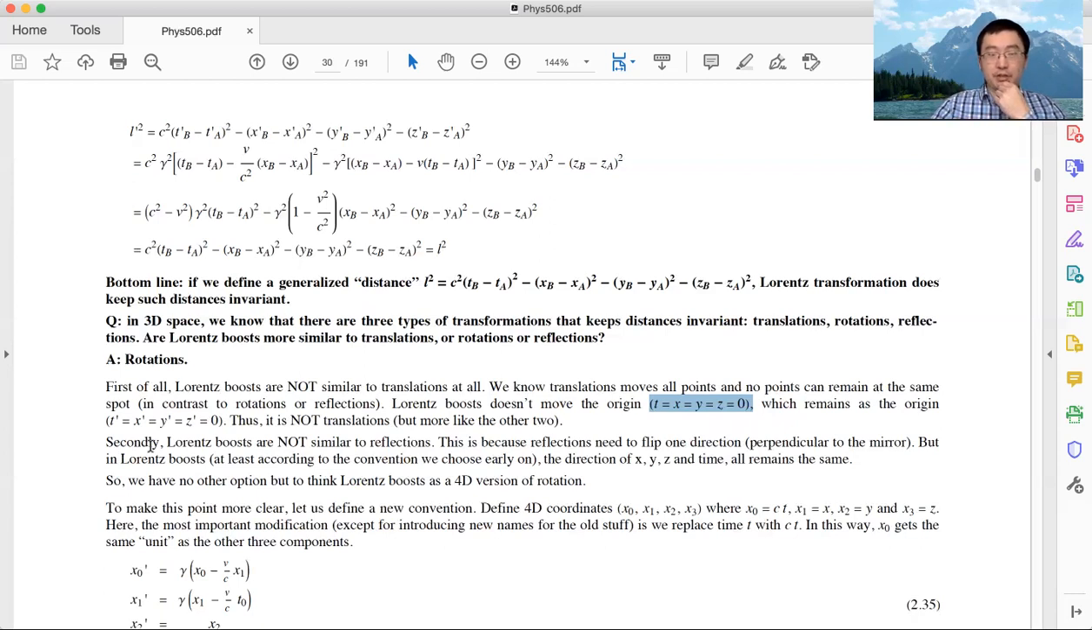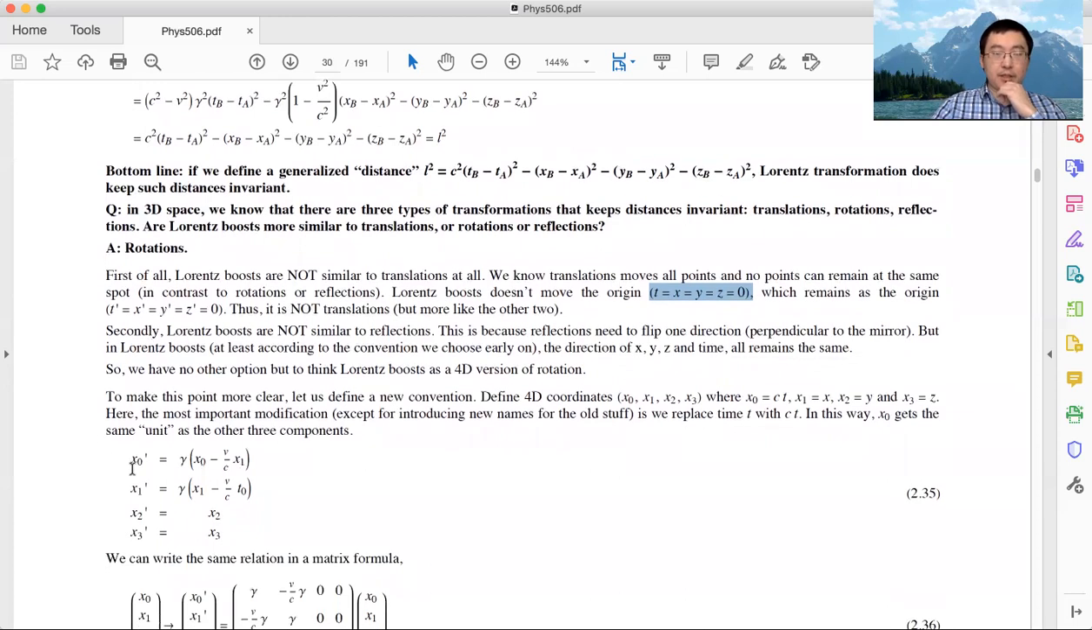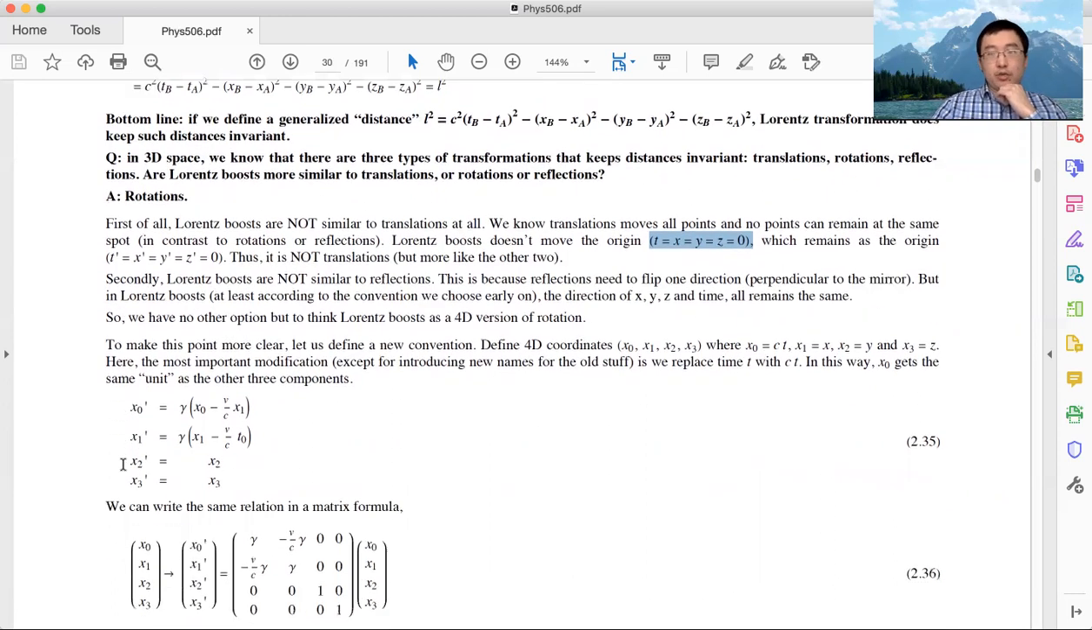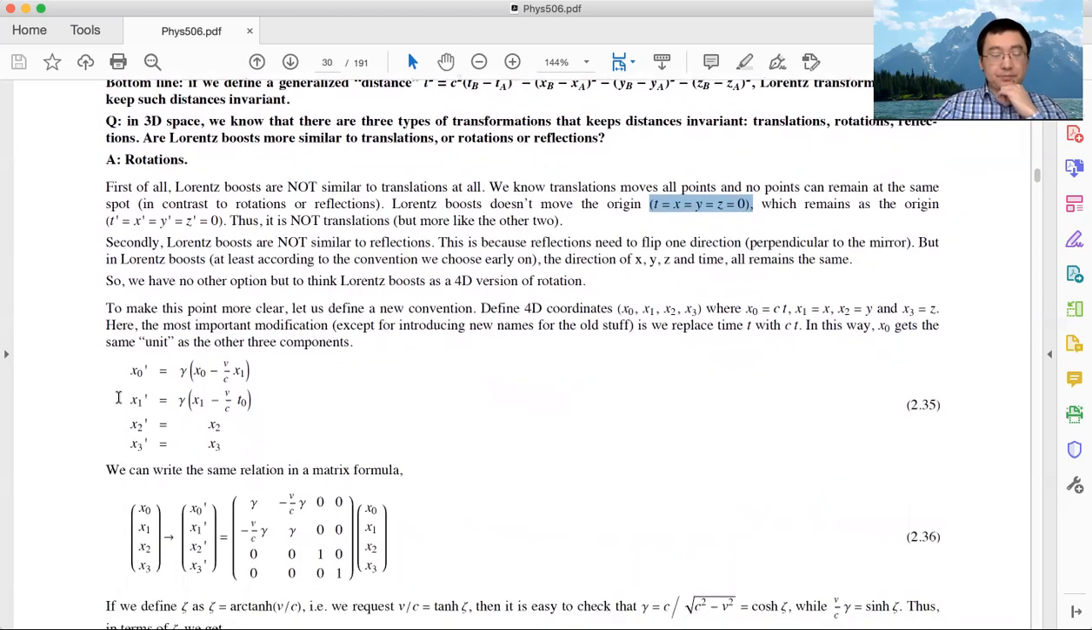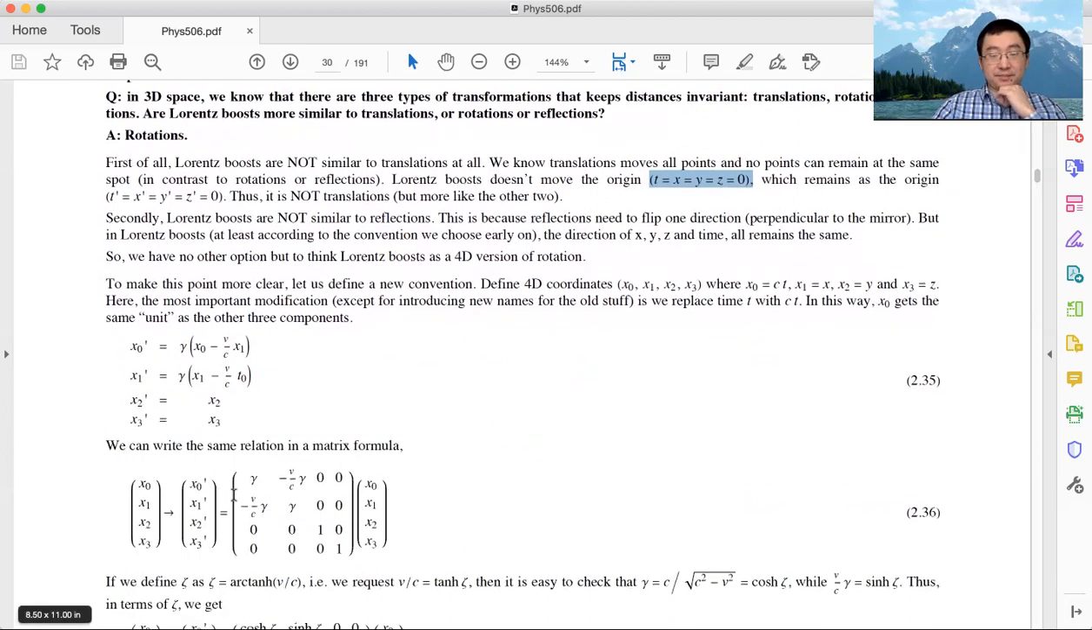So rotation, spatial rotation, and the Lorentz boost are very much closely related. And the Lorentz boost can be considered as a 4D generalization of a 3D rotation. So the bottom line, Lorentz boost is very similar to rotation. It's a 4D version of rotation. To see this more clearly, let's write down the Lorentz boost in terms of a matrix formula.